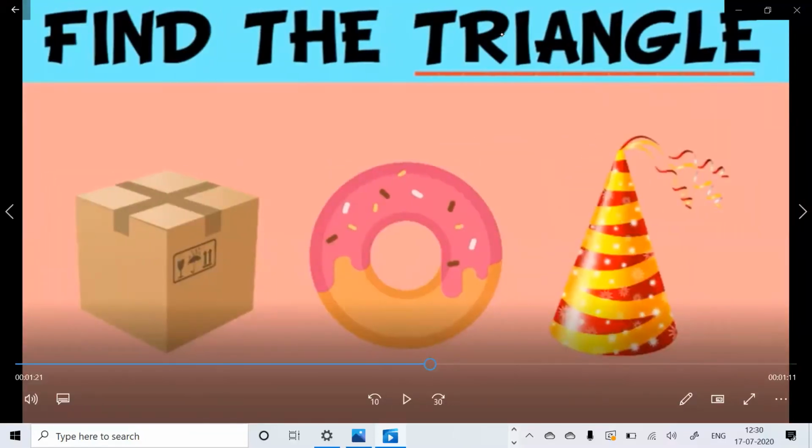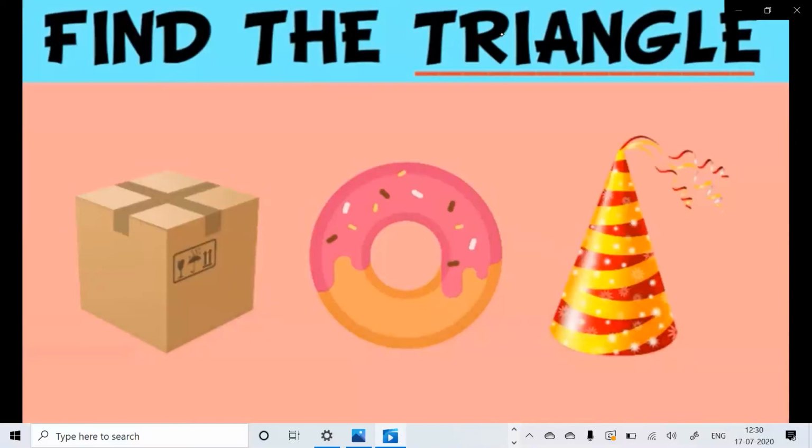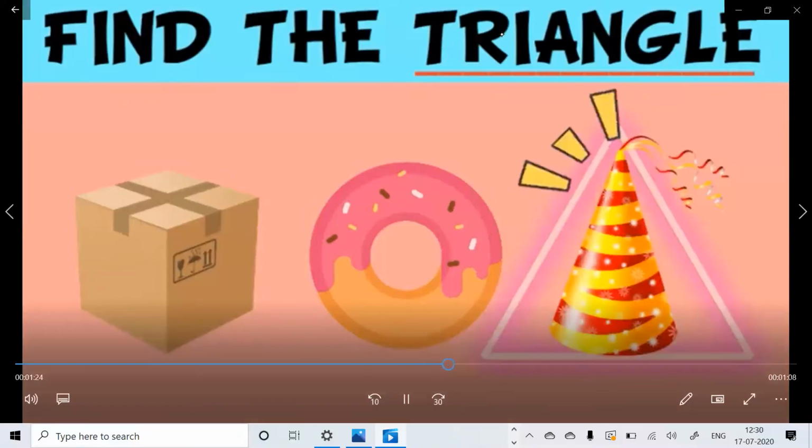What is that? Party hat. Yes, the party hat is a triangle. See everyone, the party hat is a triangle. Which one is the triangle? You're right.